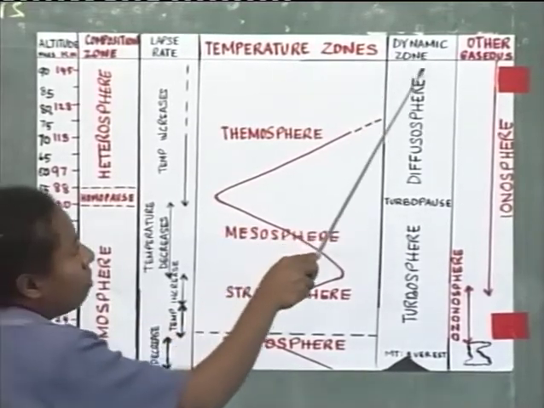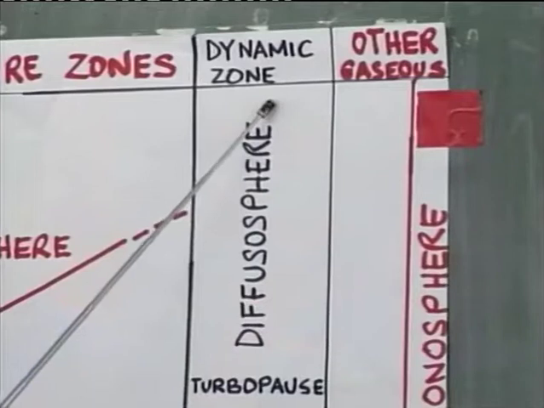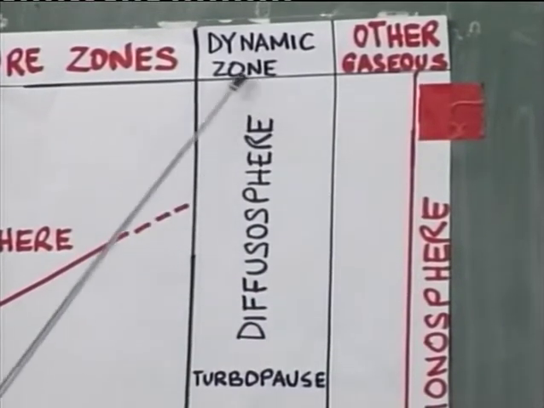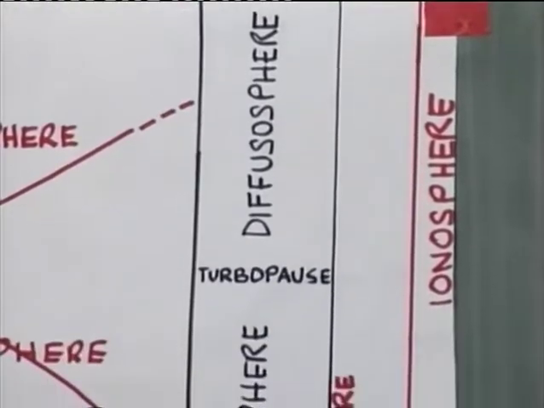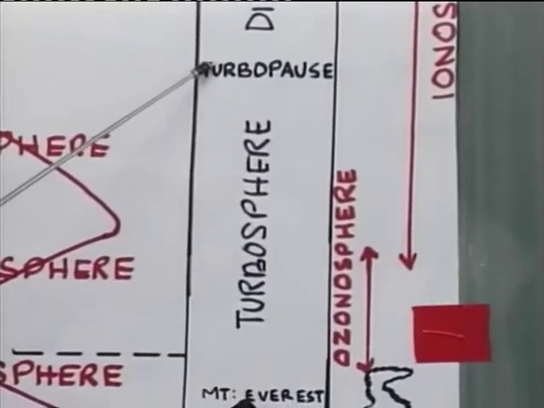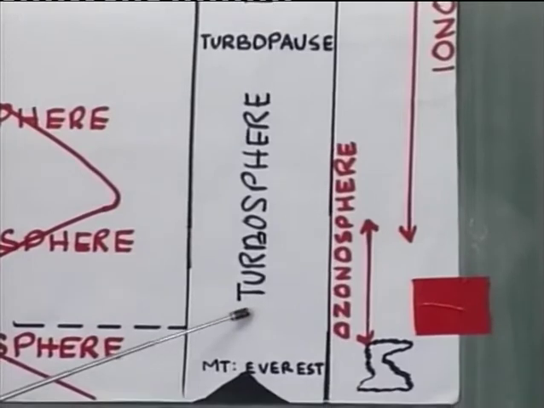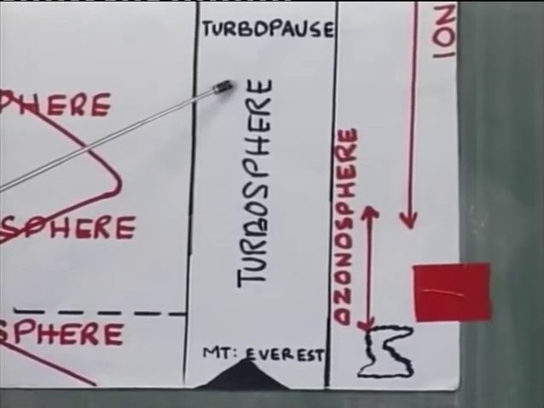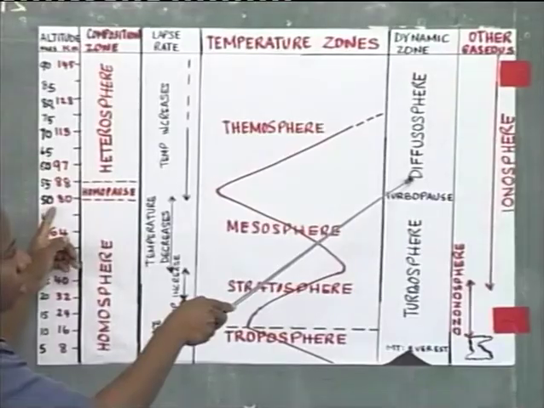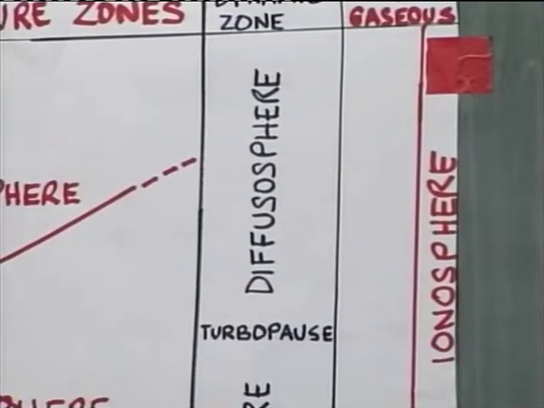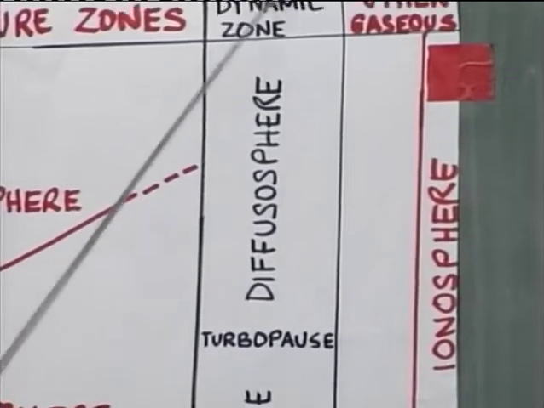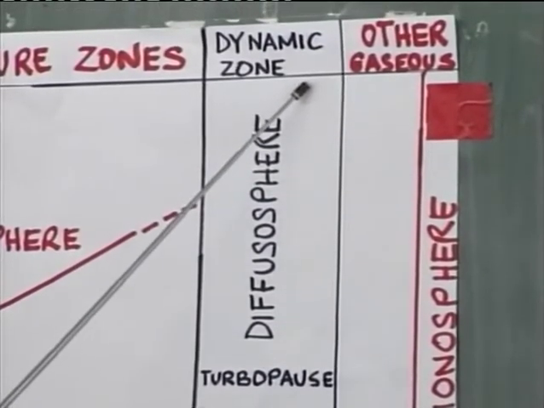We come to the dynamic zone. This is another way in which the atmosphere can be zoned, according to what we call the dynamic zone. Here you have, from about the surface of the Earth up to about 80 kilometers, the Troposphere. Above that, the Diffusosphere from about 88 kilometers and further up. This then makes up the classification for the dynamic zone.